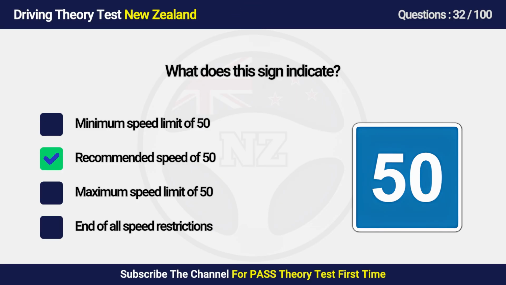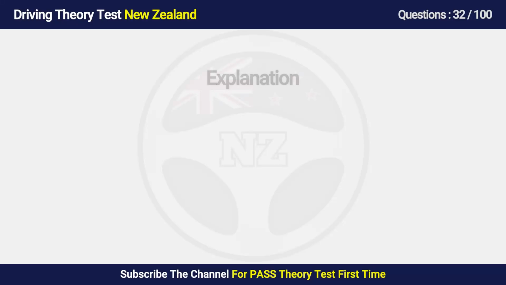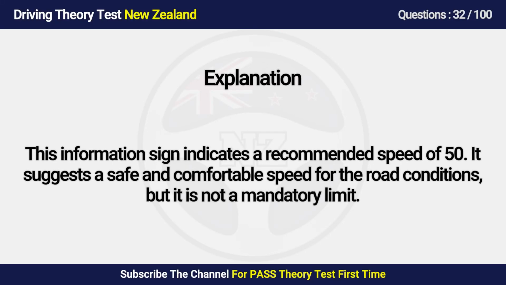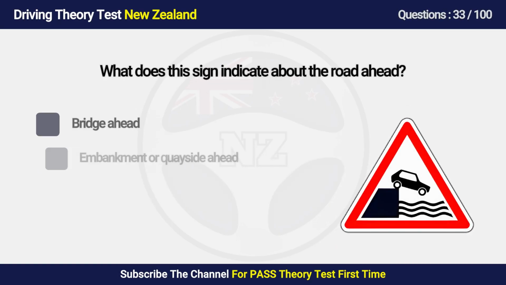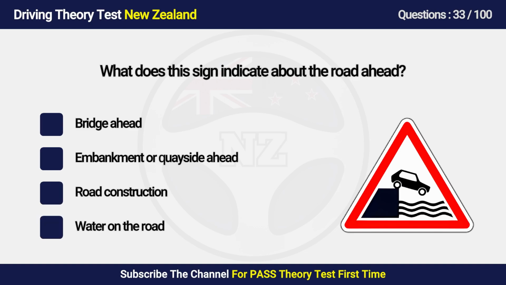Answer is B. Recommended speed of 50. This information sign indicates a recommended speed of 50. It suggests a safe and comfortable speed for the road conditions, but it is not a mandatory limit. Question 33. What does this sign indicate about the road ahead? A. Bridge ahead. B. Embankment or quayside ahead. C. Road construction. D. Water on the road.